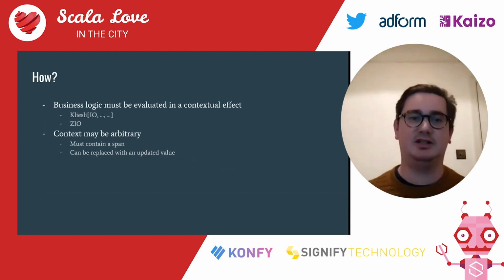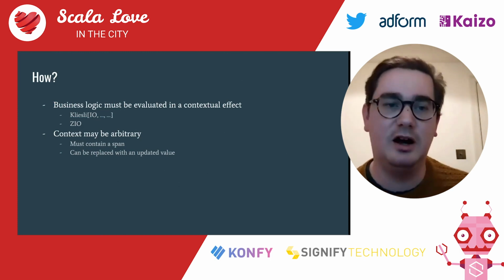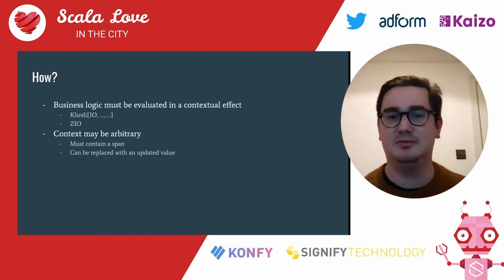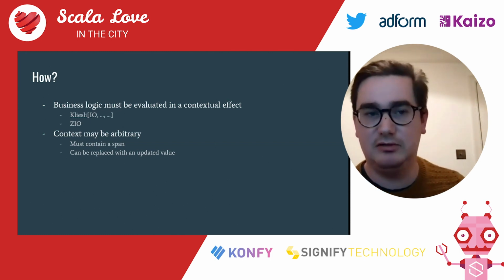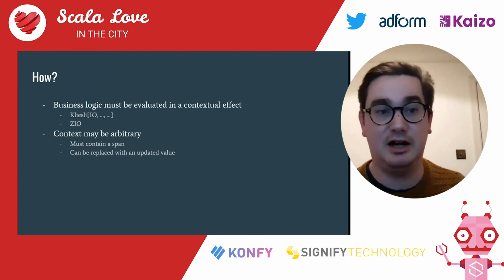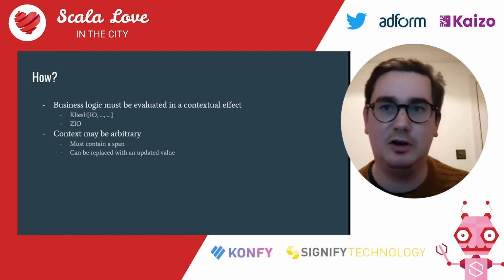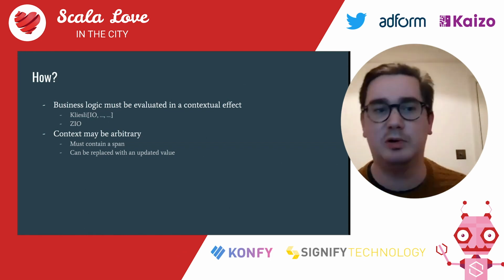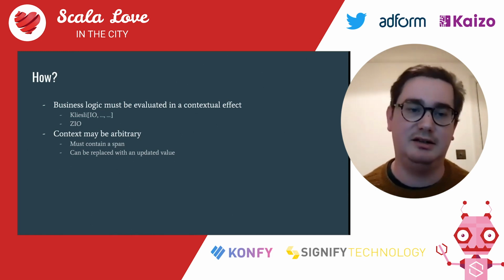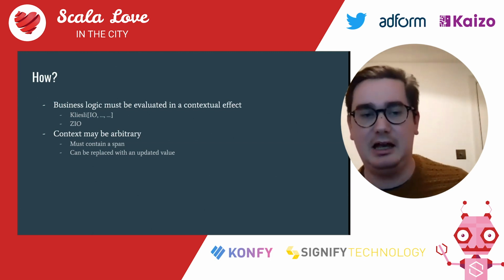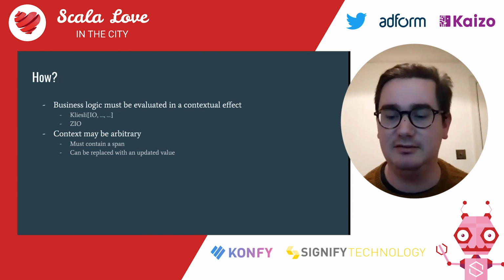So how does this actually work under the hood? In order for the tracing to work, it must be evaluated in some sort of contextual effect. That's either a Kleisli or ReaderT or something like ZIO. Anything that allows you to inject some context and get your program out the other side. The context may be arbitrary, but it must contain a span. And then that context can be replaced with an updated value.